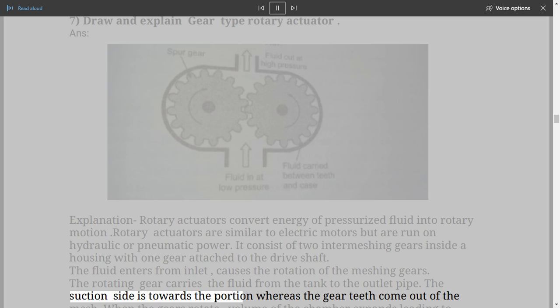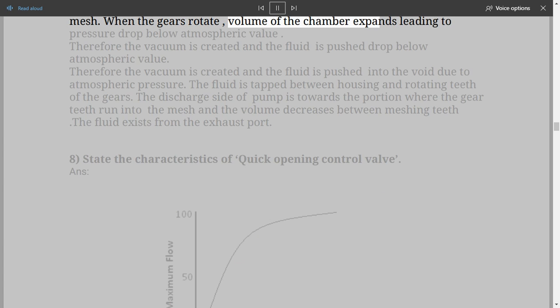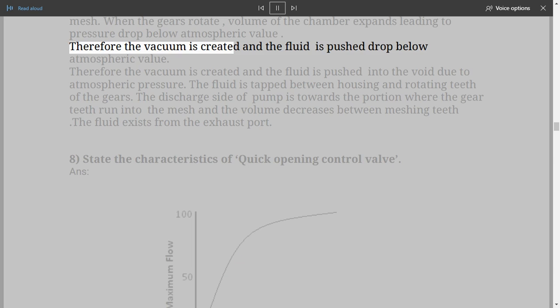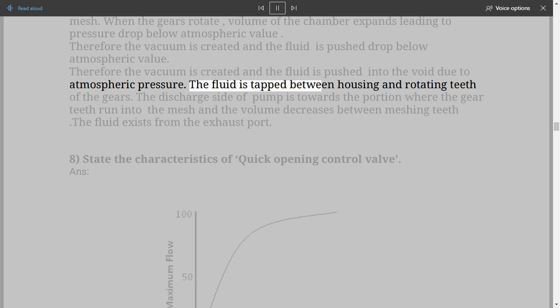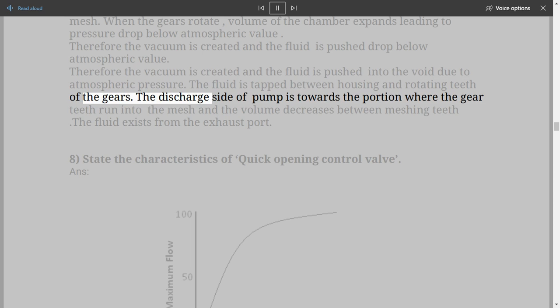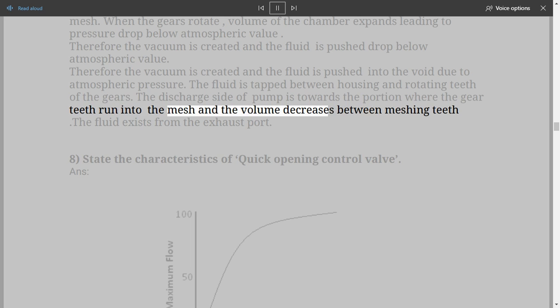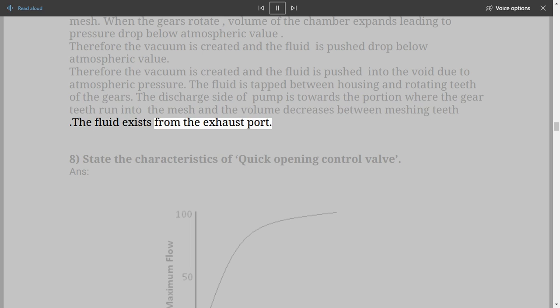The suction side is towards the portion where the gear teeth come out of the mesh. When the gears rotate, the volume of the chamber expands, leading to a pressure drop below atmospheric value. Therefore the vacuum is created and the fluid is pushed into the void due to atmospheric pressure. The fluid is trapped between the housing and the rotating teeth of the gears. The discharge side of the pump is towards the portion where the gear teeth run into the mesh and the volume decreases between meshing teeth. The fluid exits from the exhaust port.